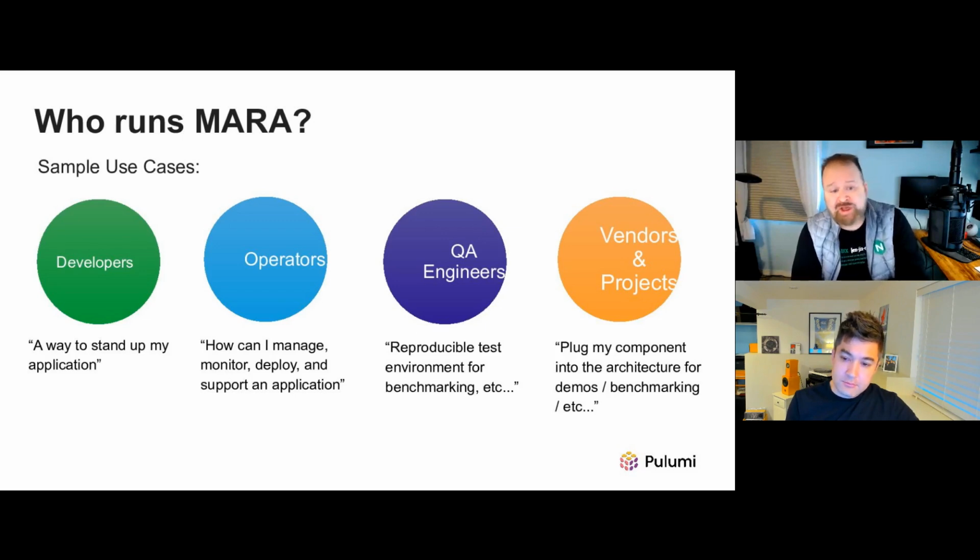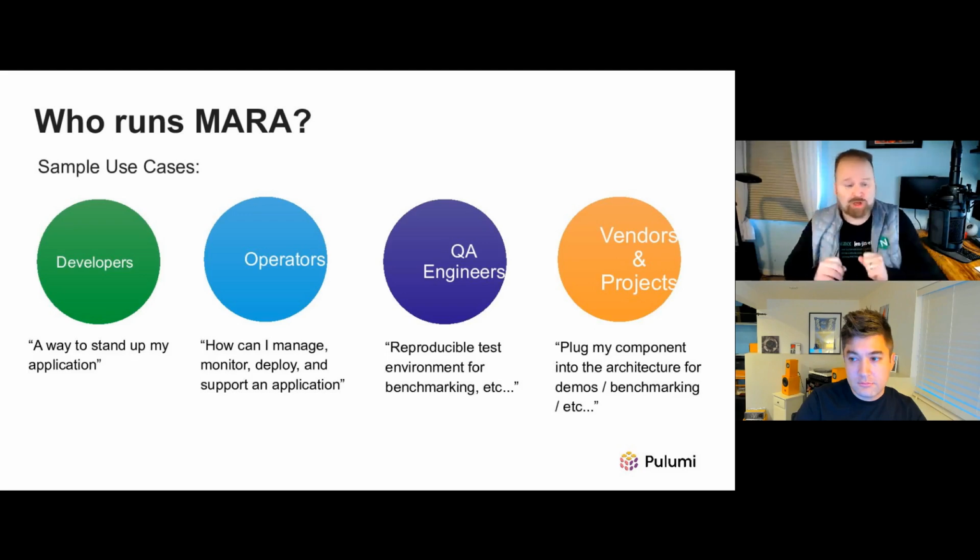And then finally, vendors and projects. One of the things we're going to talk about with Mara is how it's a pluggable architecture. Each section is a different Pulumi project. So what we can do in this is we'll be deploying Elk, we'll be deploying Grafana, but we also can deploy Sumo Logic. We also can deploy Lightstep. So vendors can plug their components into Mara to use them, show them off, and see if they work.